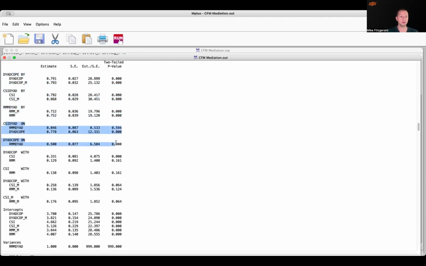So let's look at our standardized output, our standardized regression coefficients. We have our dependent variable first, and then that's being regressed on our independent variable, and that C prime path is not significant. So the association between our IV and our DV is only 0.046, and it's not significantly different from 0. And we have our effect of the mediator on our dependent variable, where a 1 standard deviation unit increase in dyadic coping is associated with a 0.78 standard deviation unit increase in relationship quality.